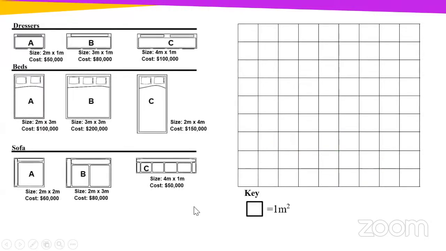Let's go down to the beds now. We're looking at bed A. Let's represent bed A on our grid, and you're seeing 2 by 3. Is that a correct representation based on the slide? Do you agree? Yes or no? No, miss. It isn't. Why?